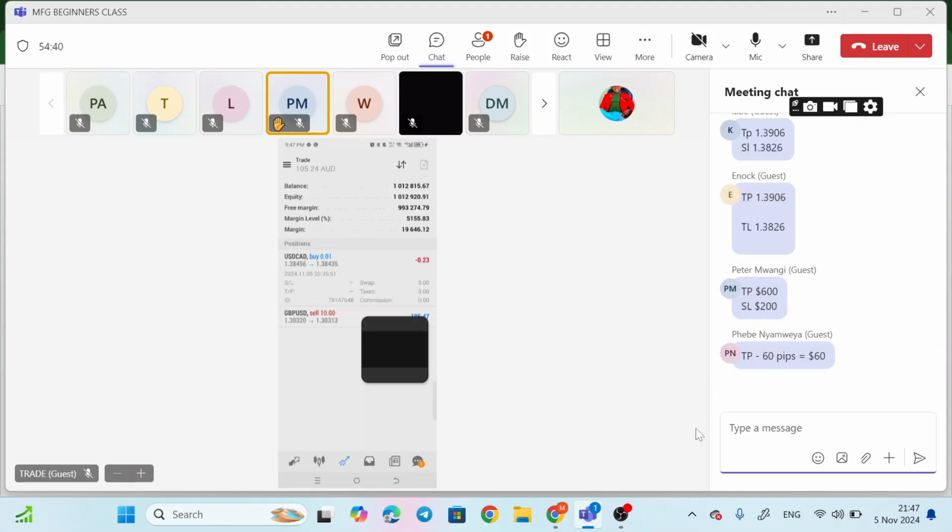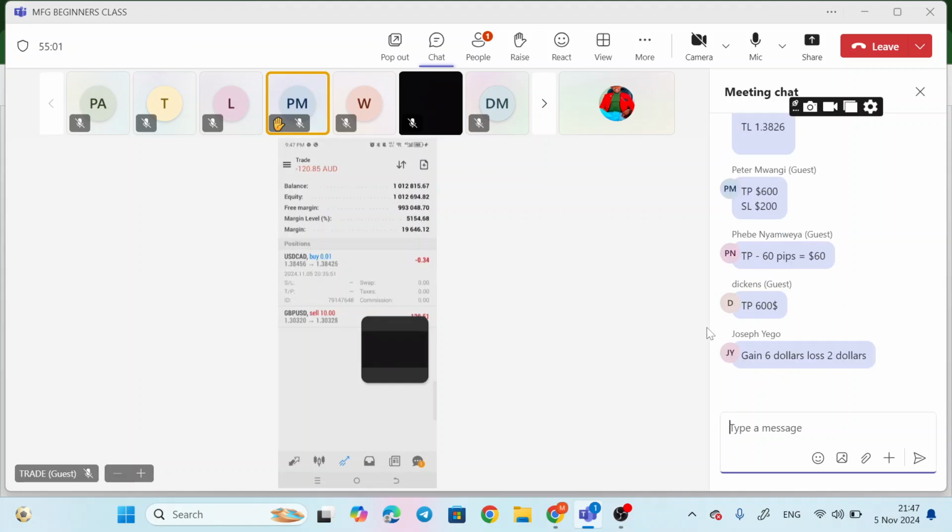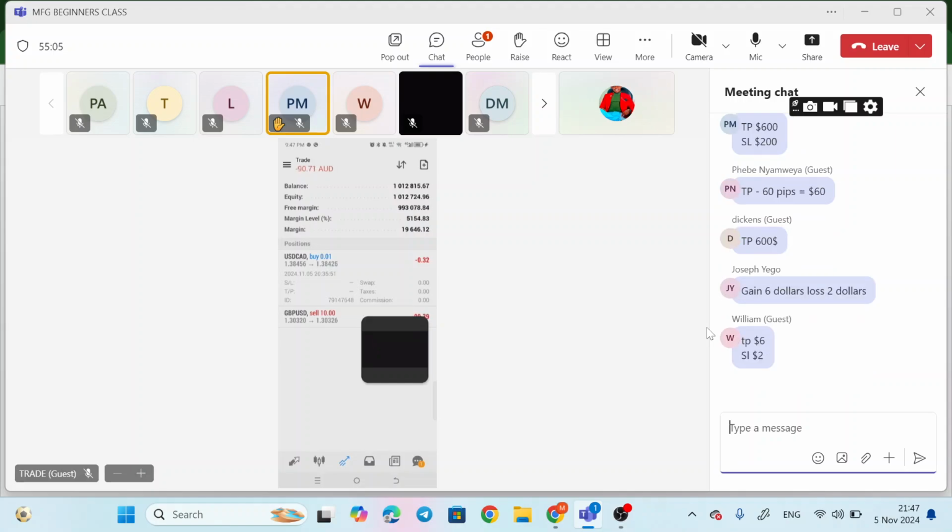Remember the lot size is 0.01. Hapa nikaa nitajionea maneno. Phoebe anasema TP 60 $60. Okay. Peter, remember the lot size is 0.01. The currency that we are dealing with, Joseph Yego. Okay? Yego sasa amenielewa. Okay?